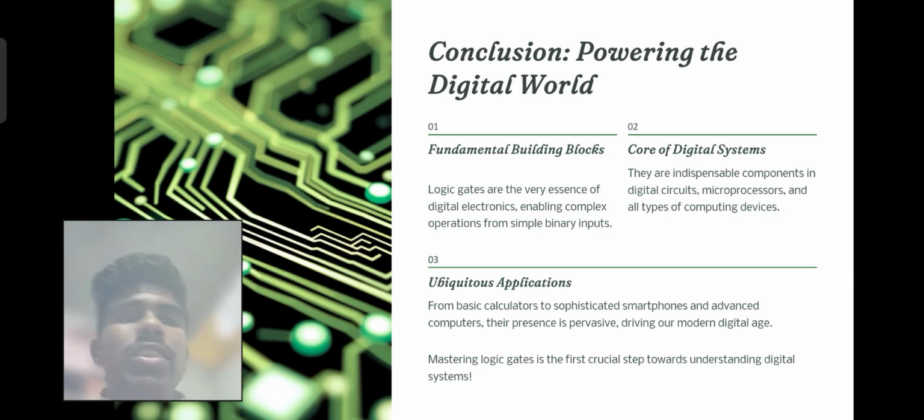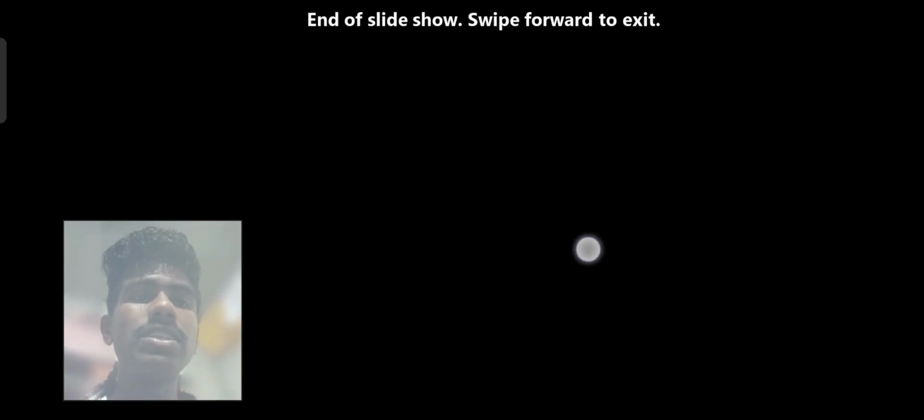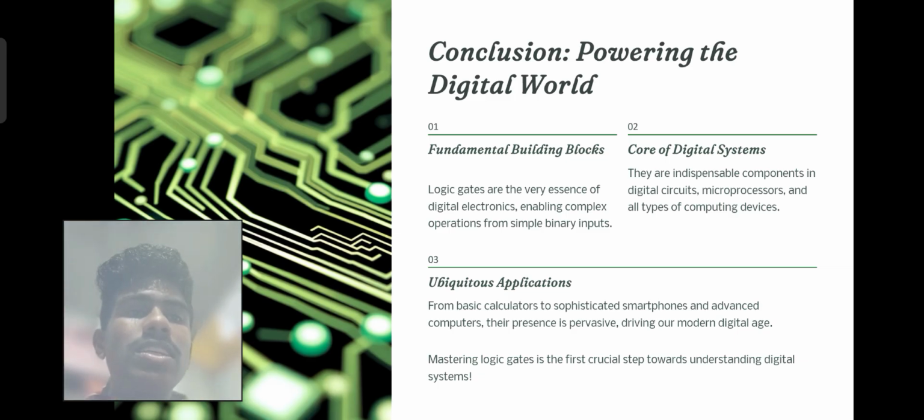Conclusion. Powering the digital world. Number 1. Fundamental building blocks. The logic gates are the very essence of digital electronics, enabling complex operations from simple binary. Number 2. Core components. They are indispensable components in digital circuits, microprocessors, and all types of computing devices.